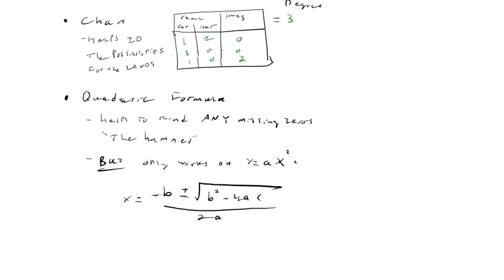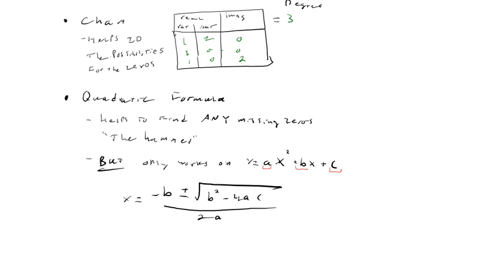So you have A, B, and C here. It only works on equations that are squared equations. So what we're going to do, our strategies for finding the zeros of equations, we're going to start by graphing, see if we can find a zero.